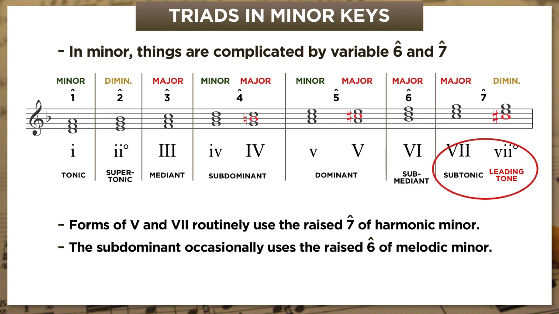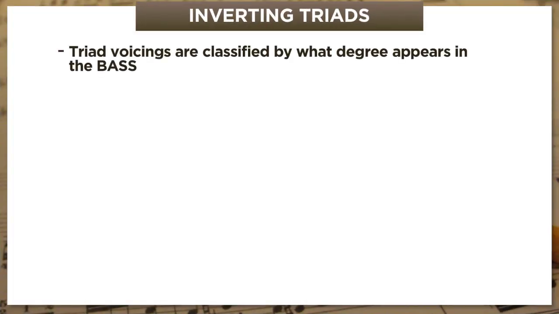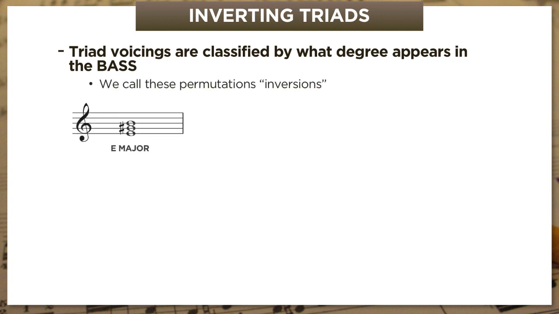Now, our last topic has to do with what's called inversions of triads. Earlier in the video, we discussed some aspects of what we call the voicing of triads. In other words, how the notes are actually distributed. But we skipped over the most important feature of these voicings, which is the question of which chord degree, the root, the third, or the fifth, appears in the bass voice, the lowest voice. In classical harmony, triads are always classified by what chord degree appears in the bass, and we call these different permutations inversions. Let's try this out with E major.